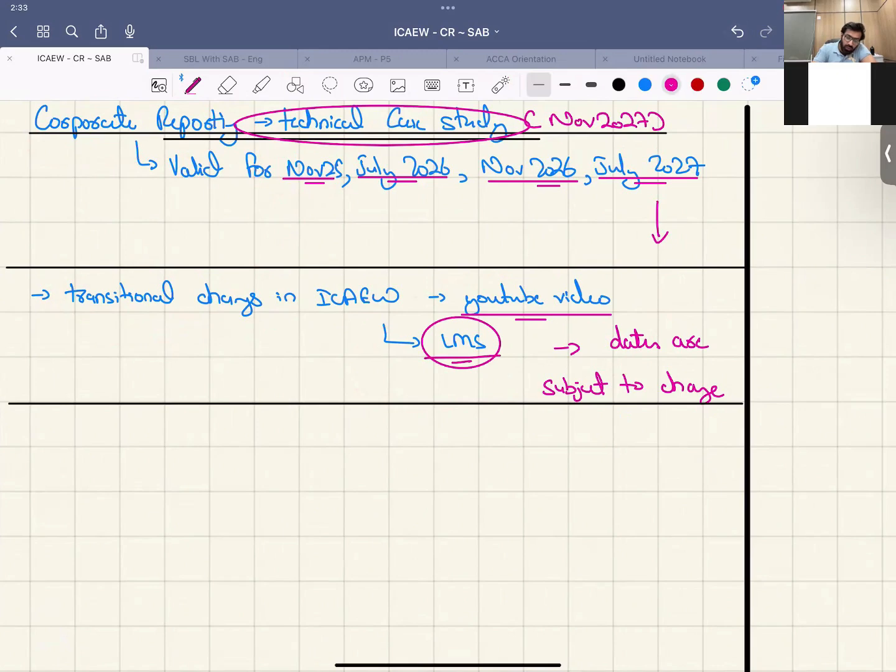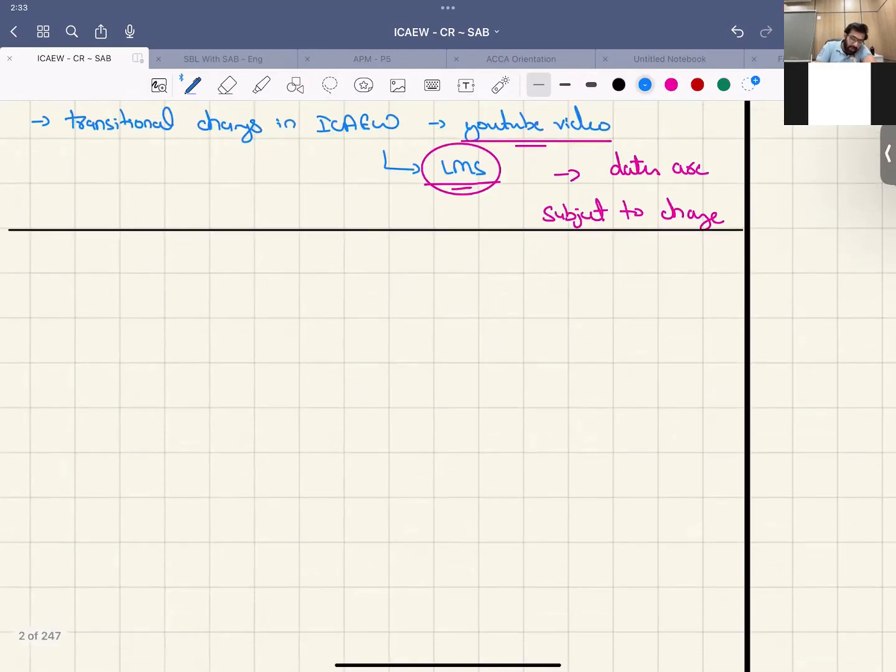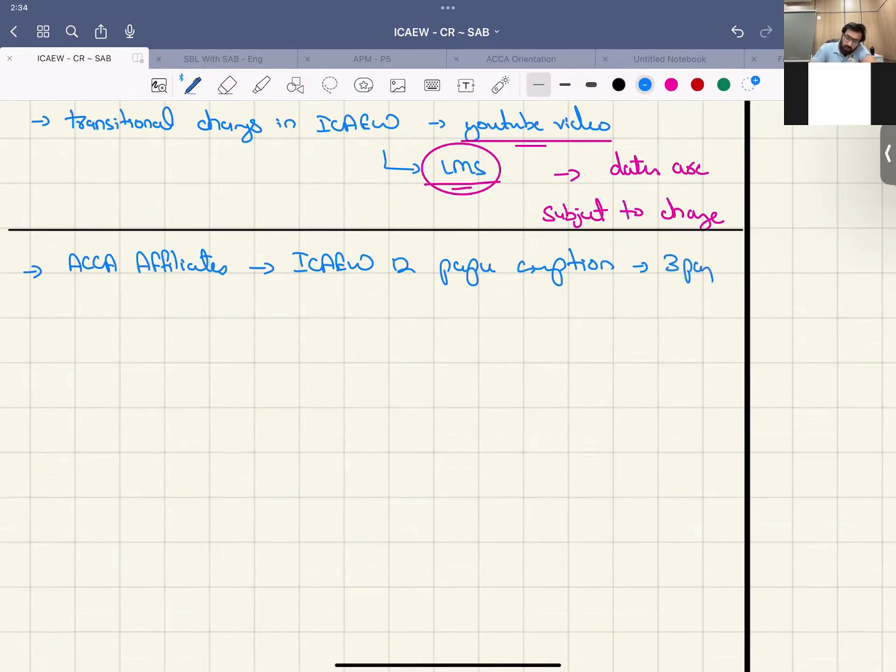Since we are students of advanced level, our main audience is going to be the ACCA affiliates. Once you have done ACCA affiliation, you get ICAEW 12 paper exemption. So out of 15, you get 12 exempted, and you would have to attempt 3 papers, which are CR, SPM, and ACS, Advanced Case Study.